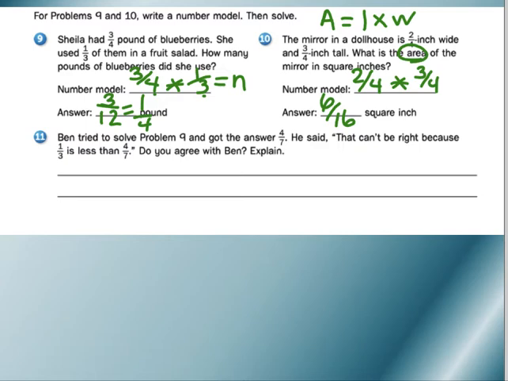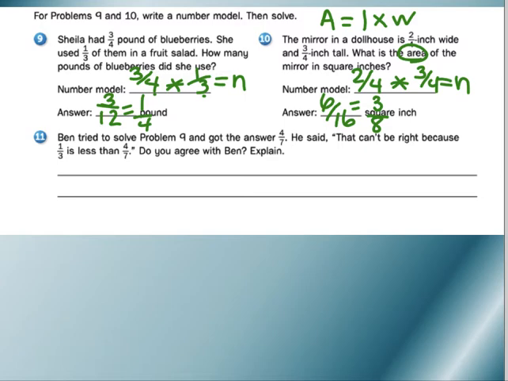Here should be n. So then what you'll need to do is reduce that down. Both of those are divisible by 2. So this one would become 3, and this one would be 8. 3/8 of a square inch.